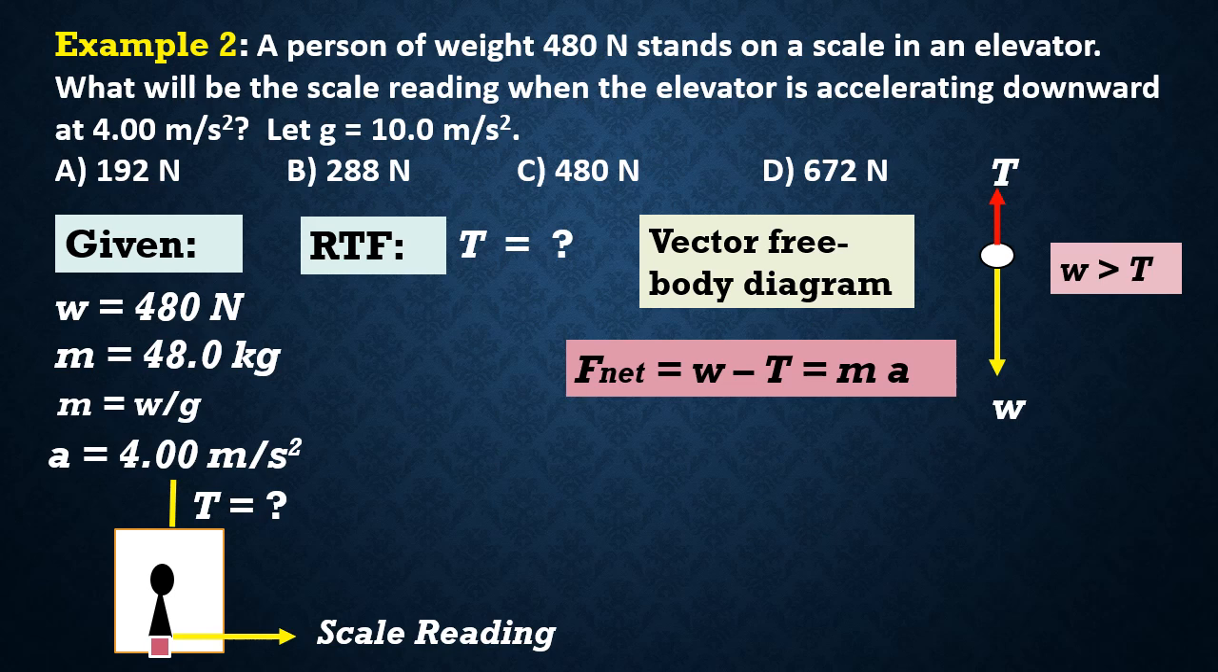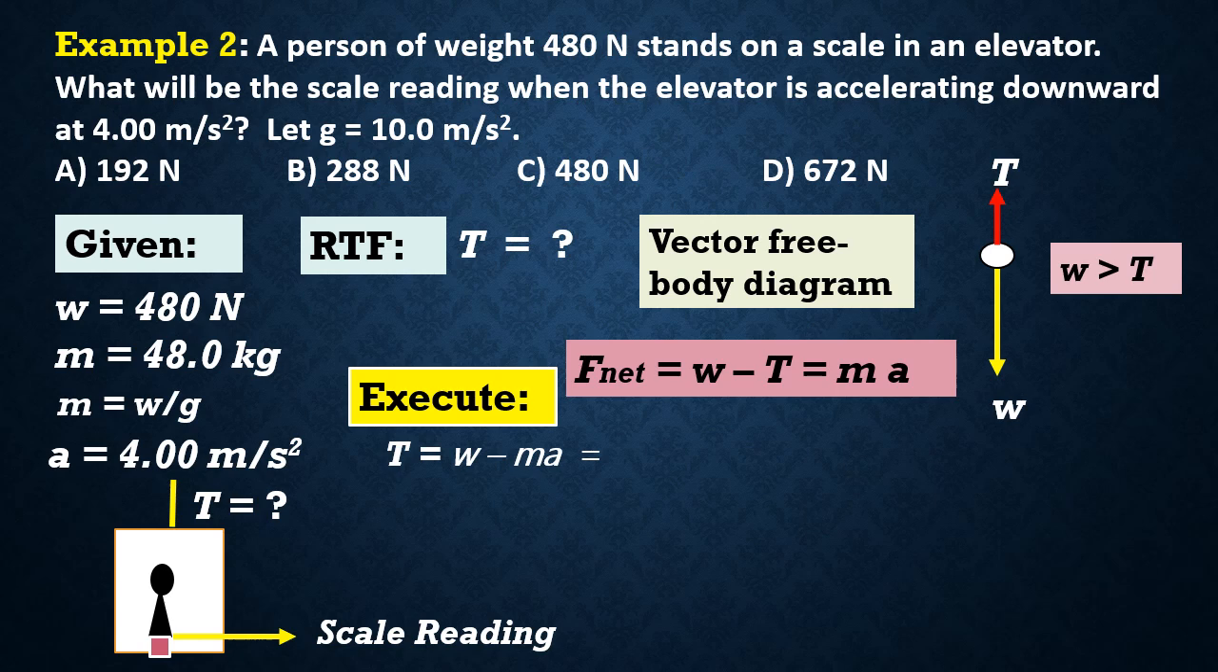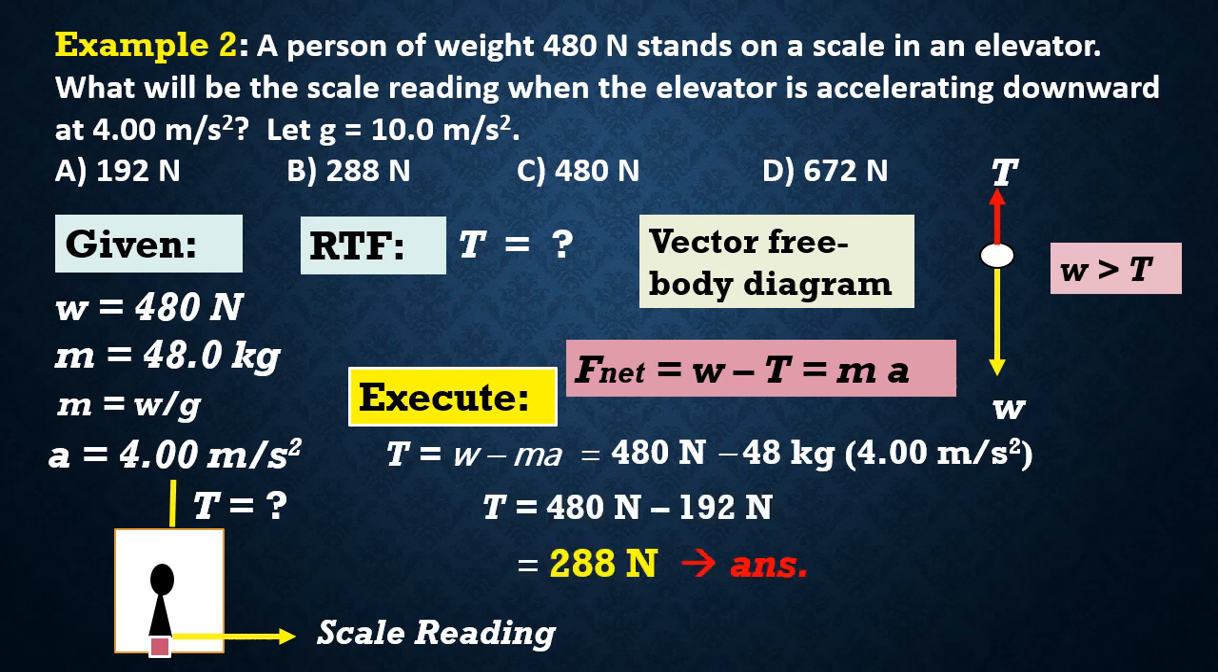Isolating the tension T, we get T equals W minus ma, the product of the mass and acceleration, or 480 newtons minus 48 kilograms times 4 meters per second squared. Our computed value for the tension, capital T, is therefore equal to 288 newtons. Notice the value of the tension T is less than the true weight of the person. The person in the situation given in the problem has apparently lost weight.